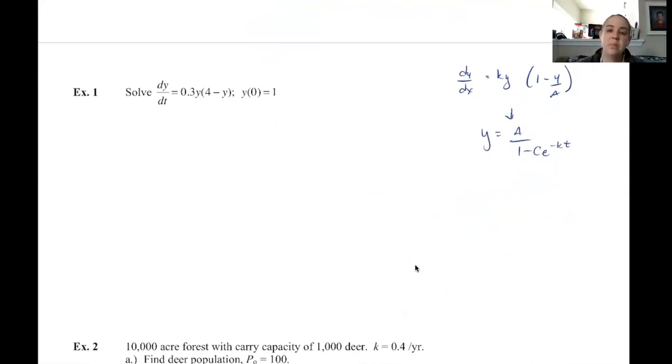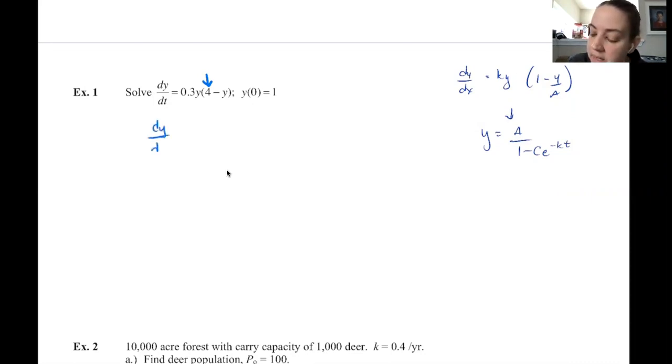The problem with what I was given is it's not in the same form as what I had, so we need to change that. I need k y times 1 minus y over a. The problem is this 4. The 4 needs to be a 1. So mathematically, how do I make this 4 a 1? I'm going to factor out a 4.